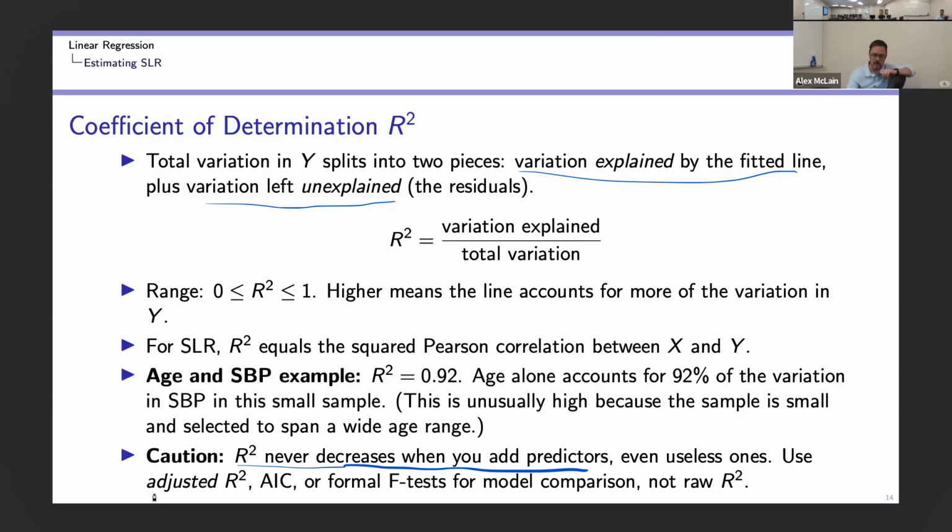There's another measure that we're going to use called adjusted R squared. This is something that can go down when you add an additional predictor.